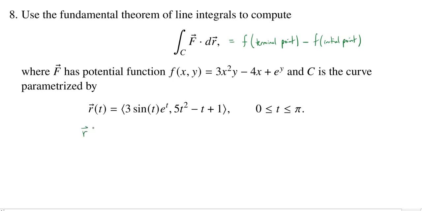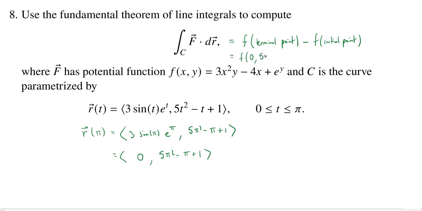So let's see here. What is r of pi? So this will be 3 sine of pi e to the pi, comma 5 pi squared minus pi plus 1. And let's see, sine of pi, ooh, but that's actually 0. So the first component is 0, and the second component is, well, it is what it is, 5 pi squared minus pi plus 1. All right, so in order to compute f of the terminal point, we're going to be computing f of 0, comma 5 pi squared minus pi plus 1.